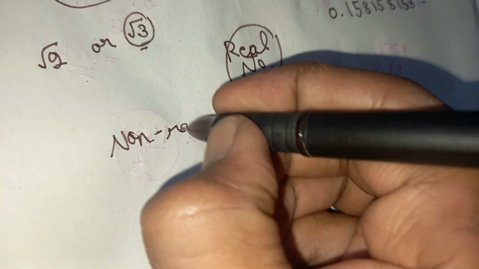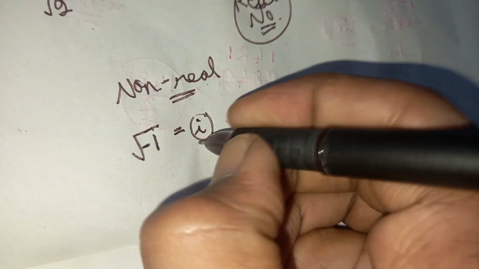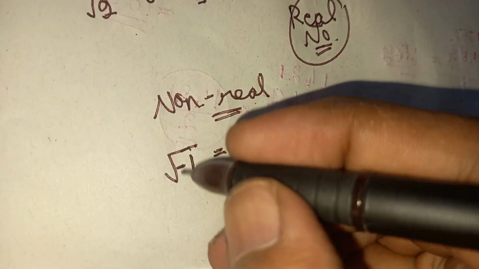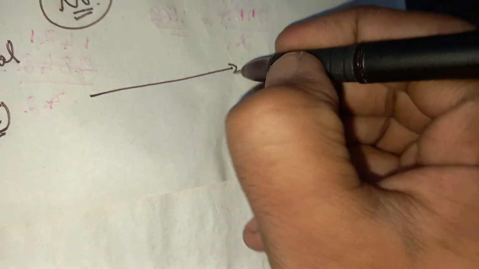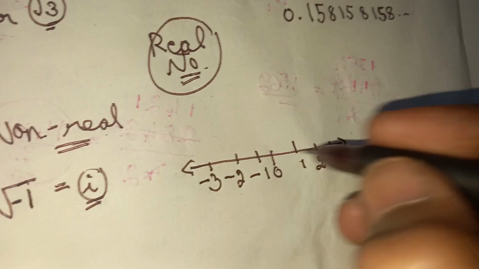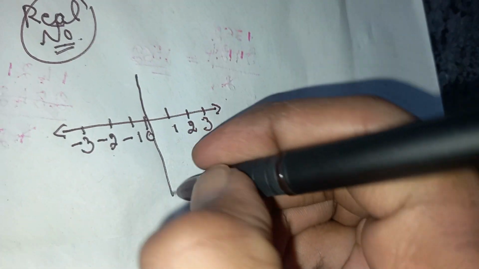I'll tell you what non-real numbers are. Non-real numbers start with root of -1, which is written as i. This root of -1 can never be written as a real number; a number inside a root cannot be negative in real numbers. You take this number line, that is 0, 1, 2, 3, and -1, -2, -3, and it keeps on going. If you keep on expanding, this never comes on this number line, because it exists in a completely different plane, and it is completely different.